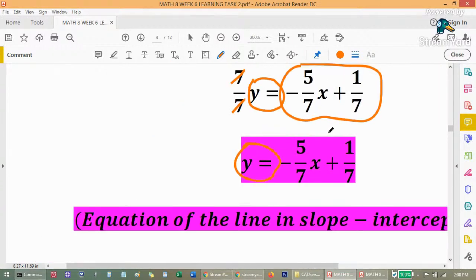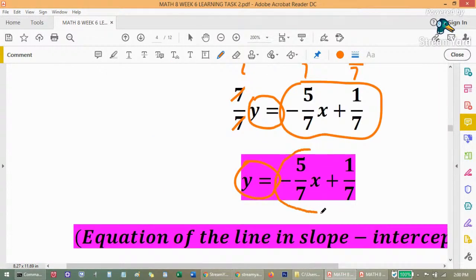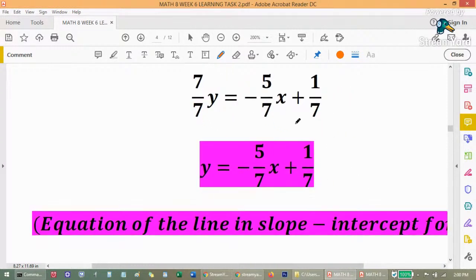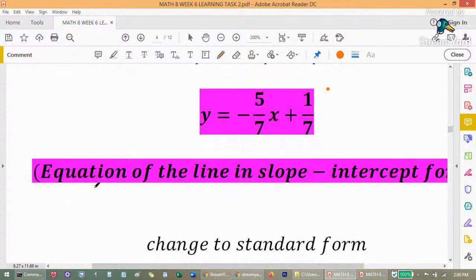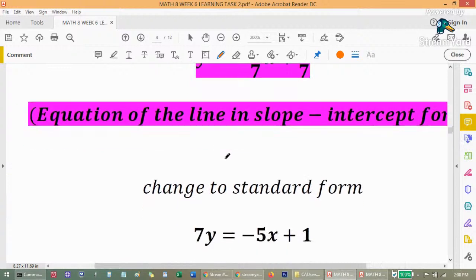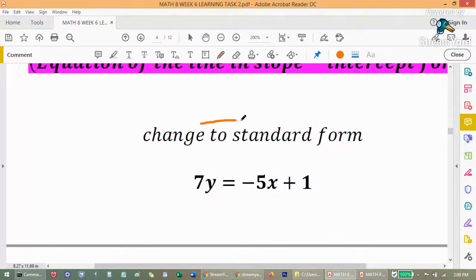Magkakaroon tayo ng negative 5 over 7 x plus 1 over 7. This is the equation of the line in slope intercept form. So, palitan daw natin to ng standard form.